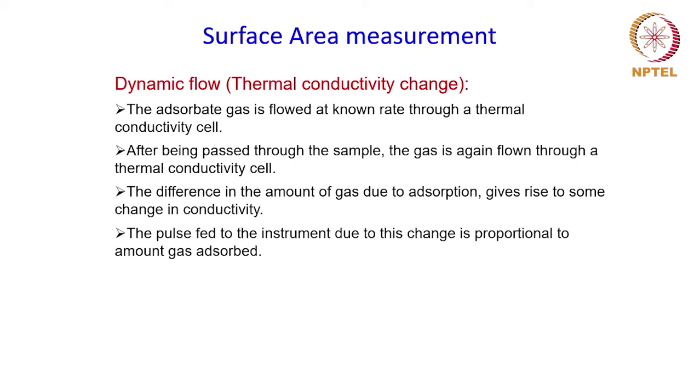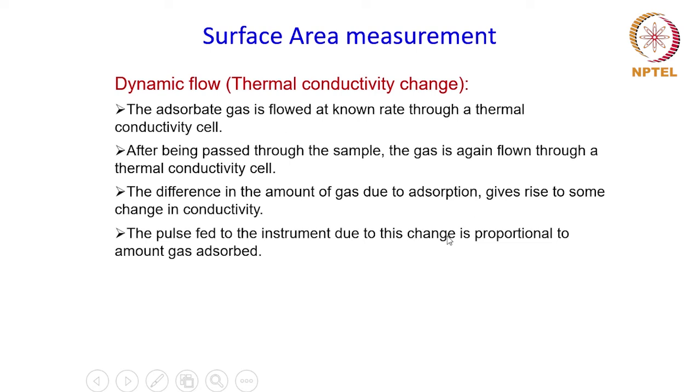Now, after being passed through the sample, the gas is again flown through a thermal conductivity cell. This is to check if there is a change in the thermal conductivity, as I said. So if there is adsorption of the gas on the solid surface, there will be some imbalance in the amount of gas which is flown into the conductivity cell, and therefore, there will be a change in the thermal conductivity, and that is how the change in the thermal conductivity can be correlated to the amount of gas which is adsorbed on the solid surface in the sample chamber.